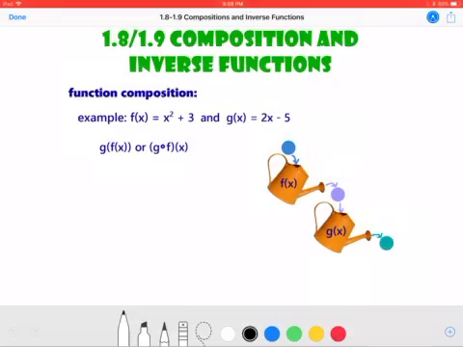I combined two sections in the book because I know you've heard of both of these things, so we'll just give you a quick reminder of how to do composition of functions and inverse functions. The first thing we're going to talk about is function composition. And I like to think of it this way.